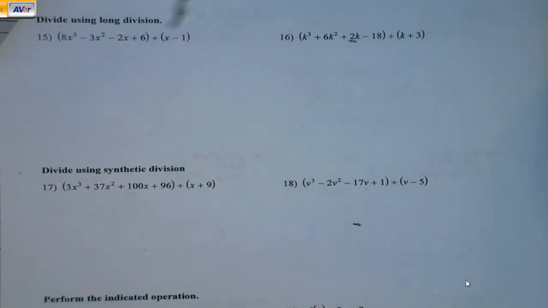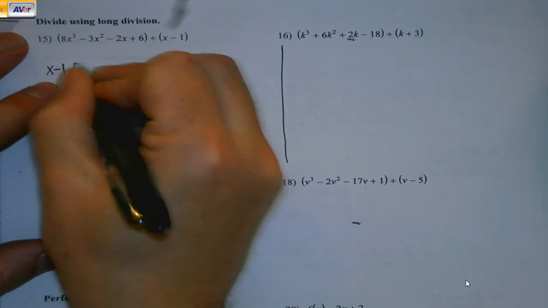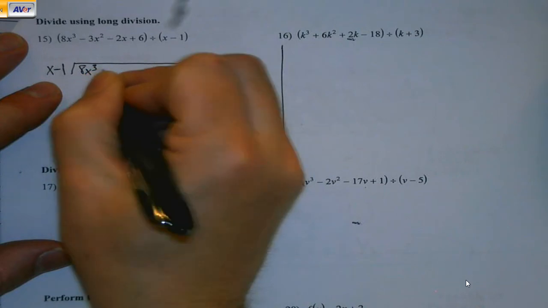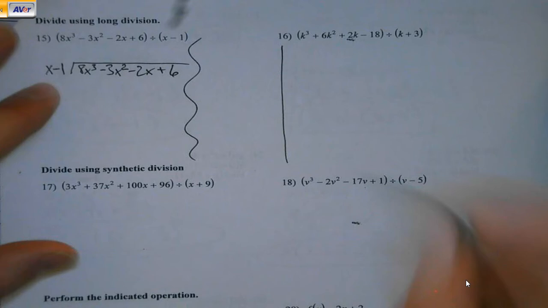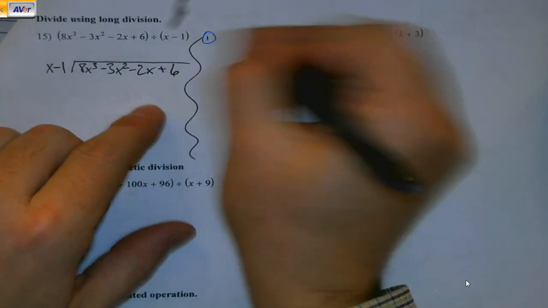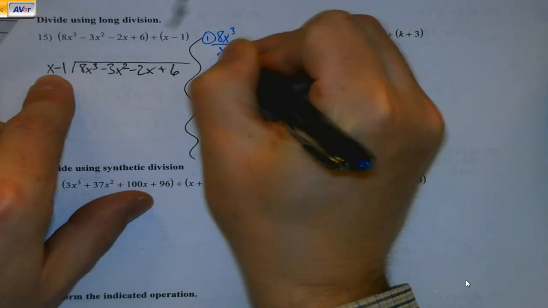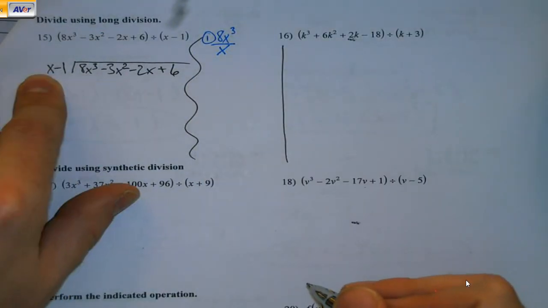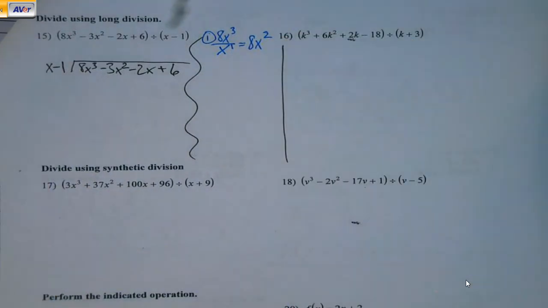Divide using long division. Oh dear. Okay. Long division. X minus 1, 8x cubed minus 3x squared minus 2x plus 6. Okay. Grade school old, long division. 2 steps. First term divided by first term. First inside divided by first outside. 8x squared, because I subtract my exponents.